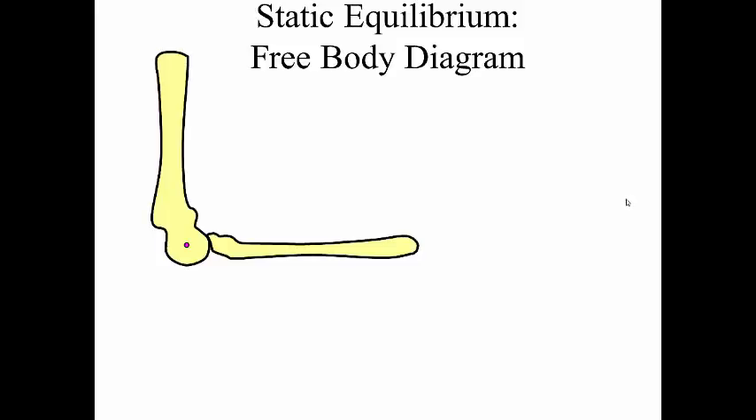All right, so let's go through a few examples of analysis of activities using this concept of static equilibrium and using what they call free body diagrams. Free body diagrams are basically stick figures to represent a situation. So if we have elbow flexion again, or the elbow joint, you have your external load acting down.